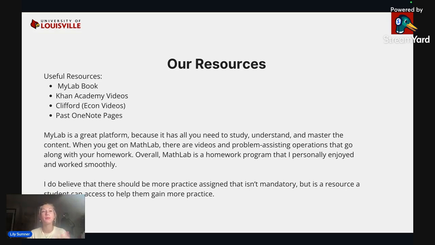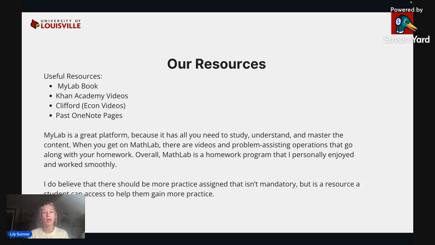So Math Lab, I felt, was a great platform because it has all you need to study, understand, and truly master the content. When you get on Math Lab, there are videos and problem assisting operations that go along with your homework as well, which are very useful when trying to learn new content. Overall, Math Lab is a homework program that I personally have enjoyed. I used it prior to attending the University of Louisville, which was really nice coming into this class.